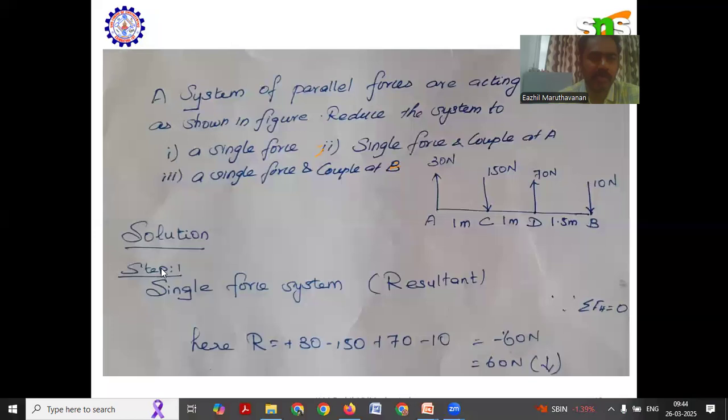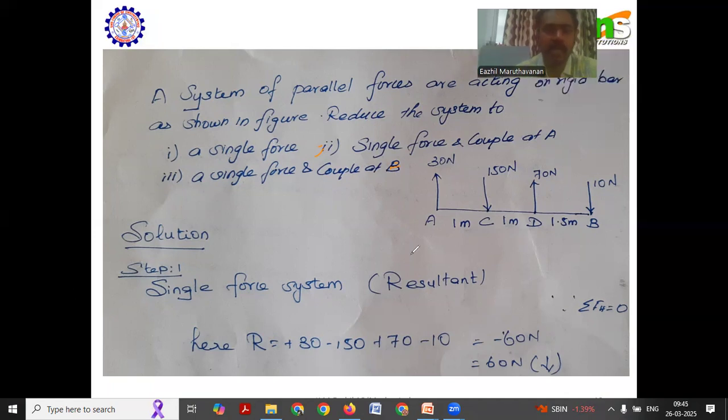Let's see a simple problem. A parallel force system of four forces acting is shown here. We want to make it into a single equivalent force, and a force and a couple at point A and point B. This is what we have to do. Here, we observe that only vertical forces are present. There are no horizontal forces, so we can take the sum of horizontal forces as 0. To find the vertical forces, it is equivalent to the resultant force.